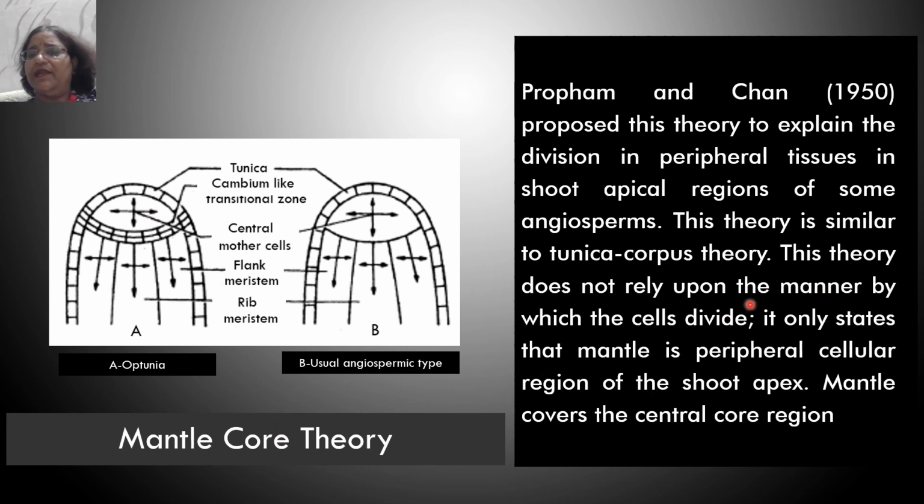It says that the mantle is the peripheral cellular region of the shoot apex and it covers the central core region. So in Opuntia, as in the usual angiosperms, this is the tunica or mantle and this is the core, the central part.